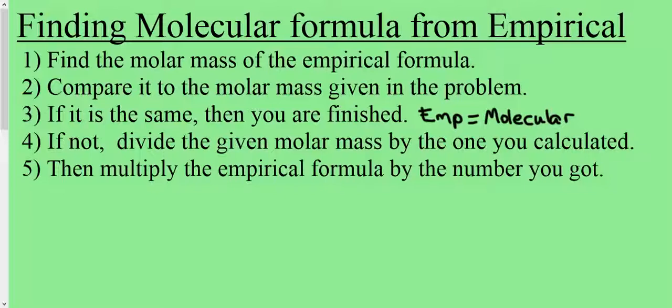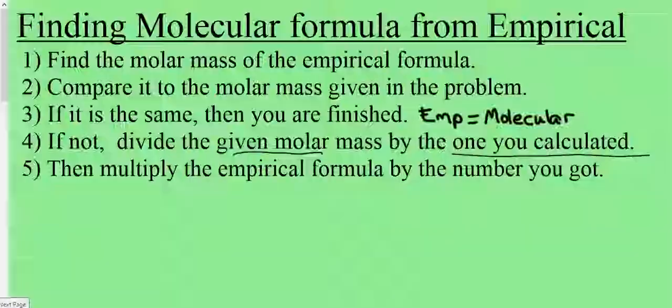Here are the steps. First, find the molar mass of the empirical formula, then compare it to the molar mass given in the problem. If it is the same, then you're finished. That means that the empirical formula and the molecular formula are the same. If not, then divide the given molar mass, the one given in the problem, by the one you calculated. You should get a whole number here. If not, you probably should check your math. Once you've divided and you've gotten a whole number, then you'll multiply your empirical formula subscripts by the number that you got.